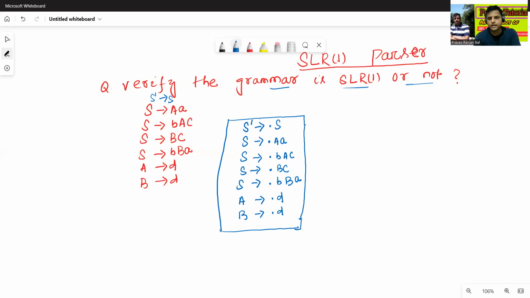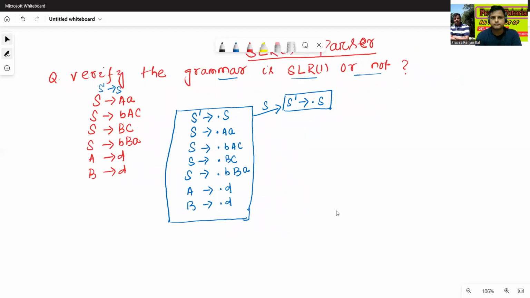Okay, so here S prime to dot S, then S to A dot, then small b means S to b dot B A C.